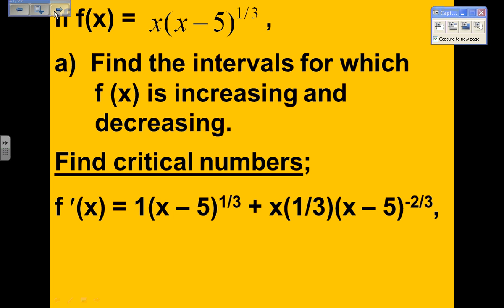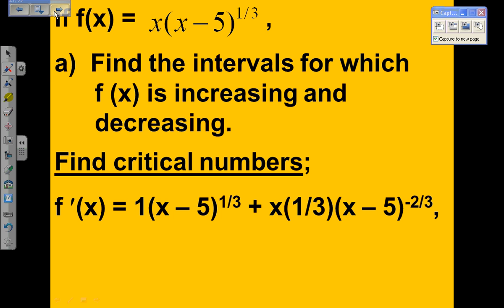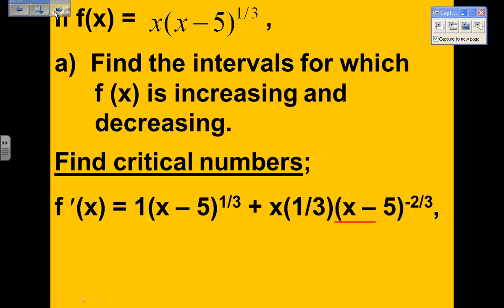How do you solve that? Yeah, then how do you solve it? I was looking for a little bit more oomph. Excellent. Factor out. I wanted a little marker. Factor out the (x minus 5) to the negative 2/3.